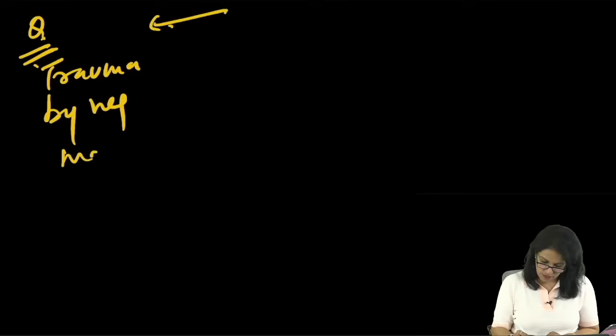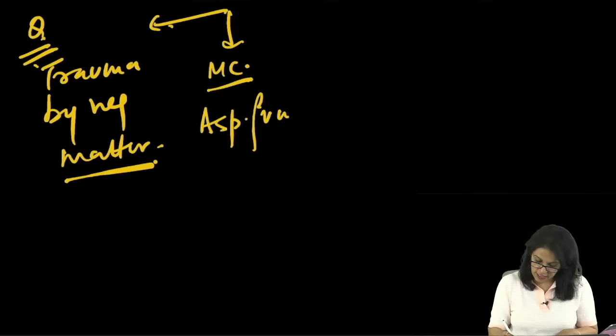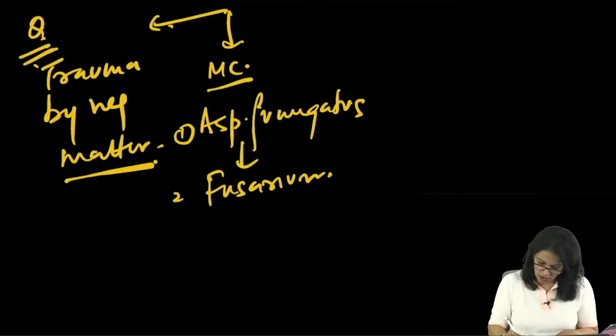We all know that. This is a history of trauma by a twig, a leaf. So this is one thing. Second, what is the most common fungus? Most common is Aspergillus fumigatus. And if this is not given, the next best option is Fusarium. So Aspergillus fumigatus or Fusarium.